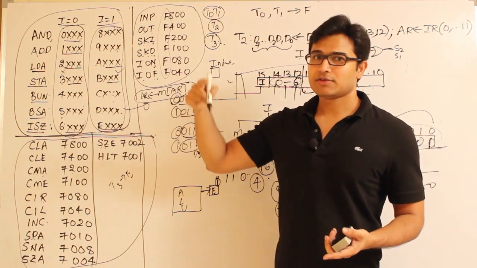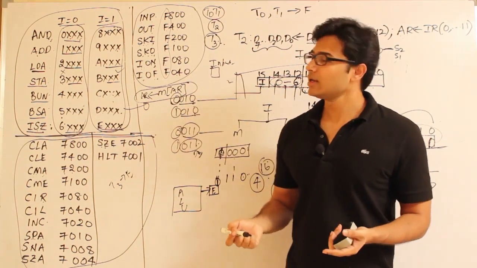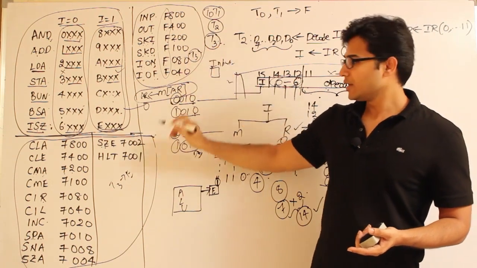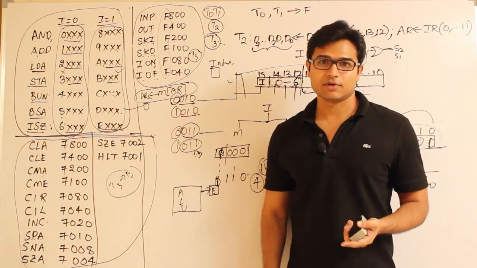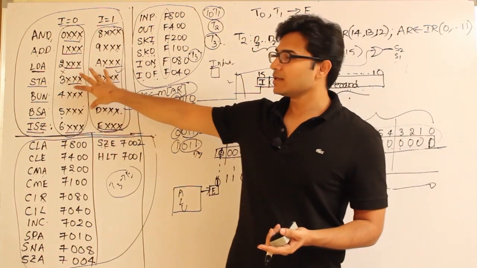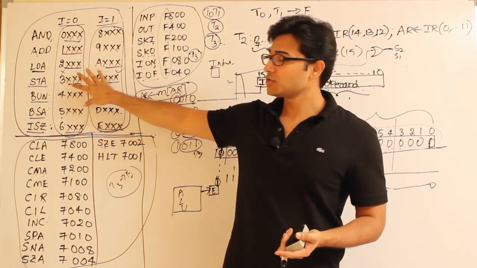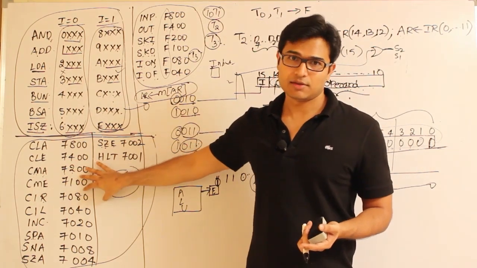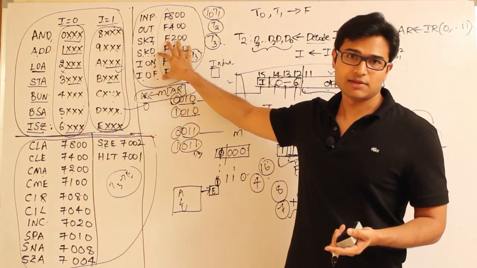T0 will start and the next instruction cycle will start. Got it? And in this case also, in T3 you can start execution because you don't need anything from memory. Got it? So in this case T3 has to wait, you have to start the execution from T4, and in this case you can start the execution from T3, and here also you can start the execution from T3.